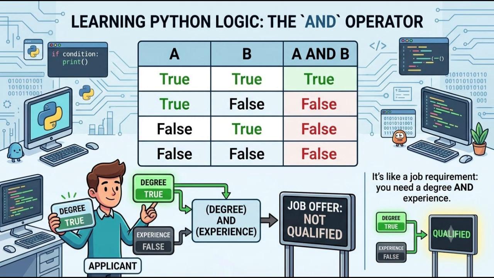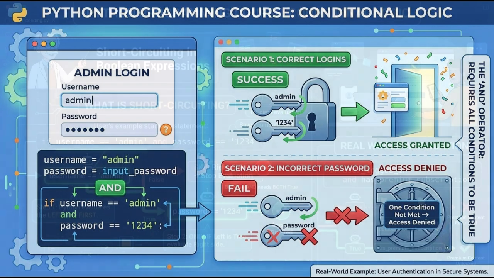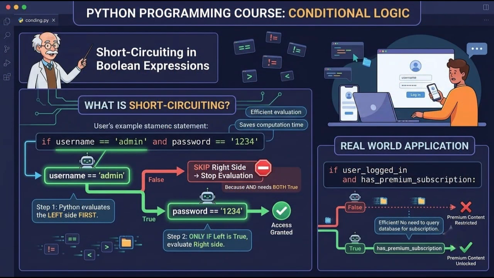It's like a job requirement: you need a degree and experience. Example: if username equals admin and password equals 1234. If the user gets the password wrong, the AND operator ensures they don't get in. Watch what happens in the console when we run this. Python evaluates the left side first. This is a concept called short-circuiting, which we will revisit.